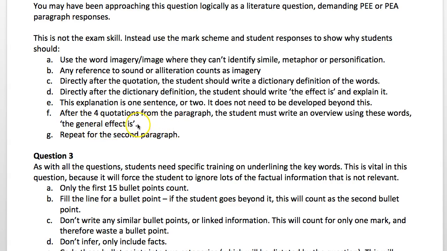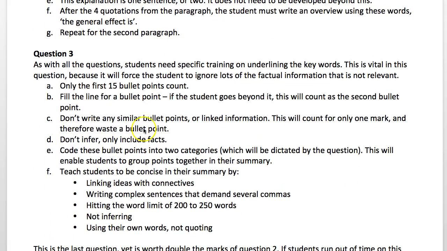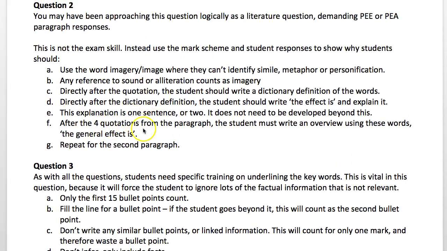One viewer at least has asked me if they can write more than 4 quotations. And my advice is, yes, you can, although you don't need to. If you do write more than 4 quotations, don't take longer on this question than you need to, because this question is only worth 10 marks. Question 1 is worth 20, and question 3 is also worth 20. So you would be foolish to spend too long on question 2 if it meant you didn't get question 3 done fully.